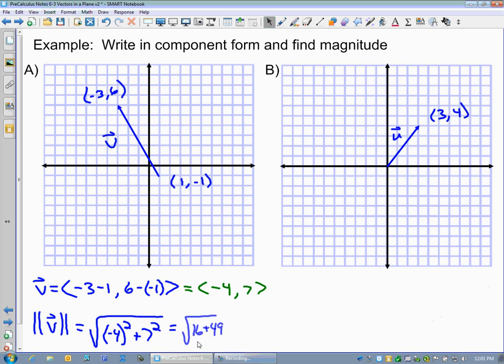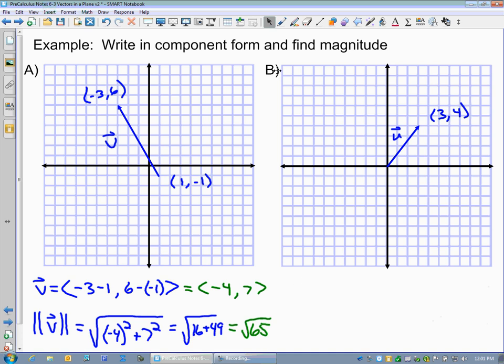So this turns out to be the square root of 16 plus 49, or in other words, square root of 65. And you do want to leave it as a radical because that is the exact magnitude. If you put that in the calculator and get a decimal, then you've now made an approximation, you've introduced error.